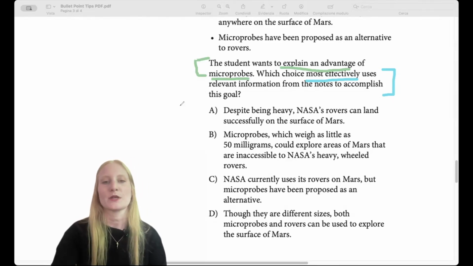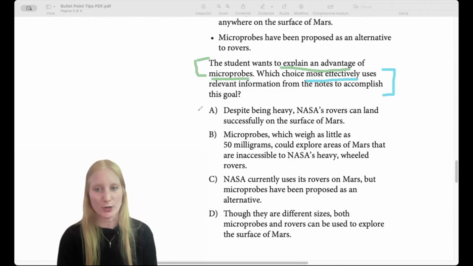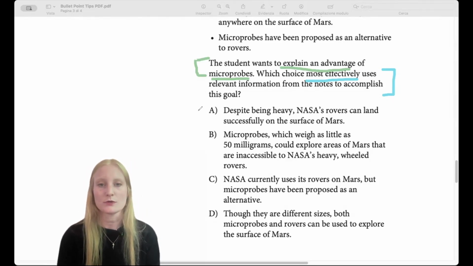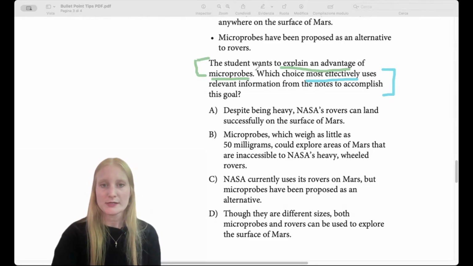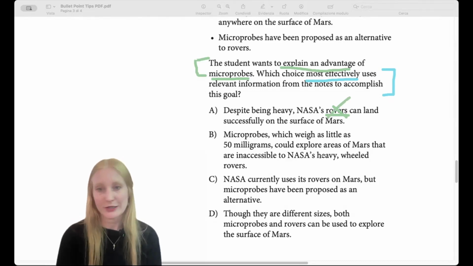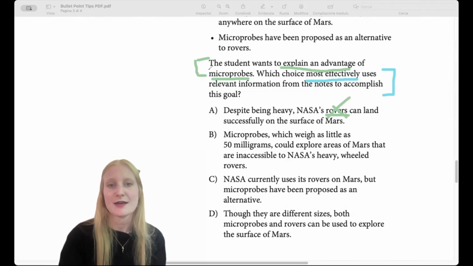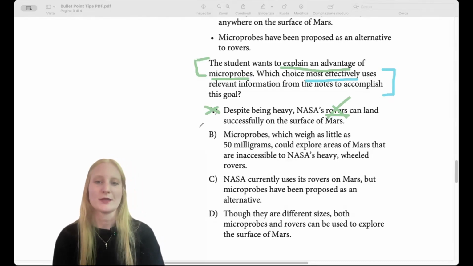So let's dig in. So letter A, despite being heavy, NASA's rovers can land successfully on the surface of Mars. Okay, so let's see if it has both of our key points. So it's talking about what? It's talking about rovers, which is not microprobes, okay? So immediately we already know this can't be the answer because it has nothing to do with microprobes, right? So A, we can go ahead and eliminate right away. That makes it nice and easy.